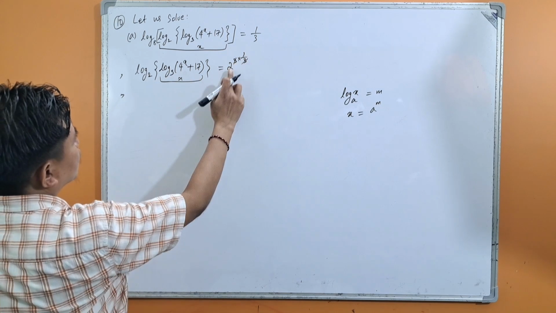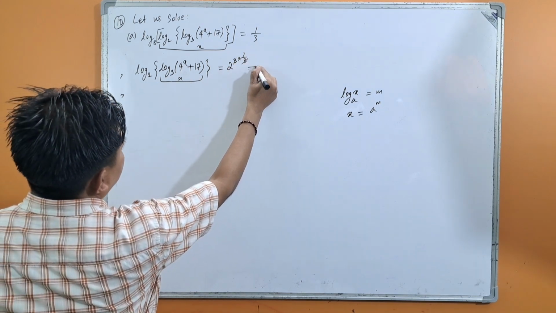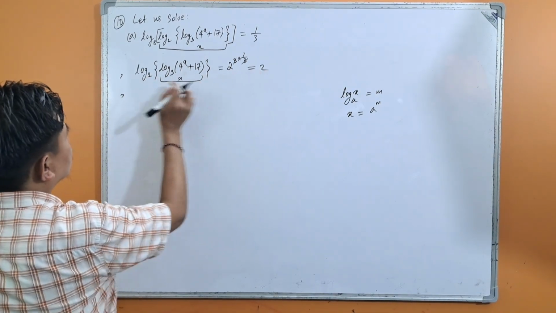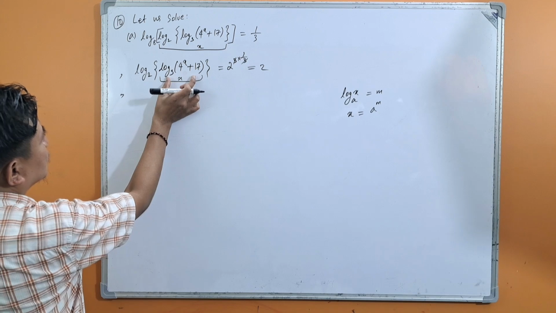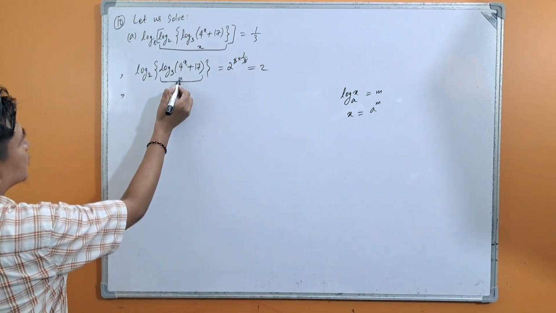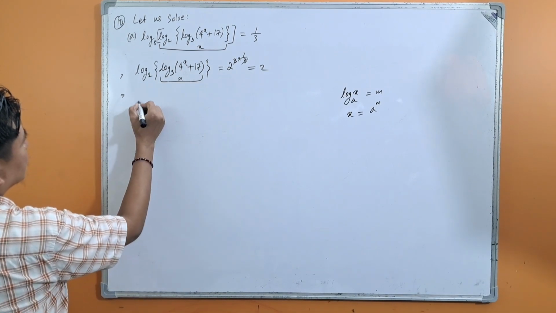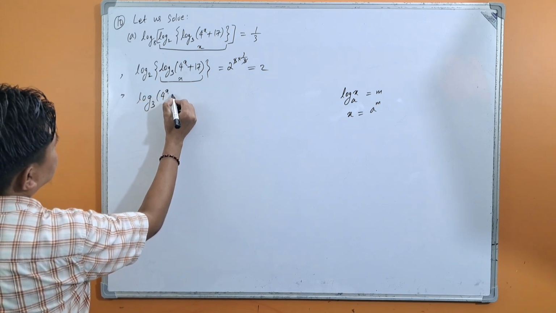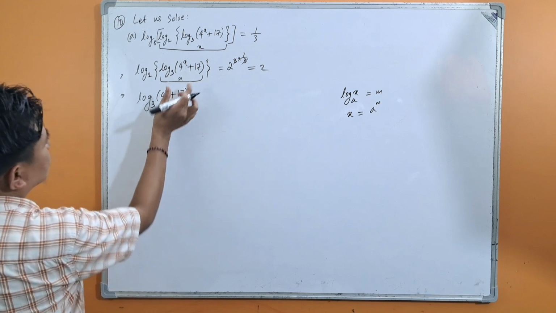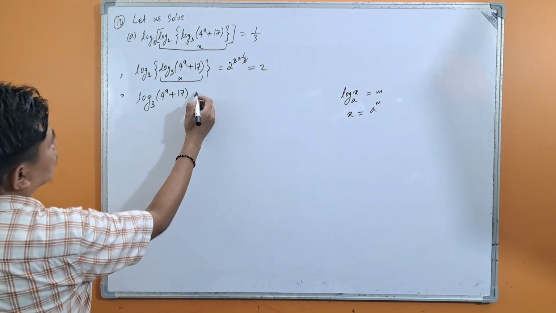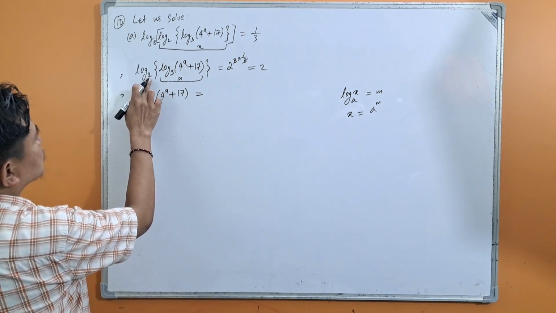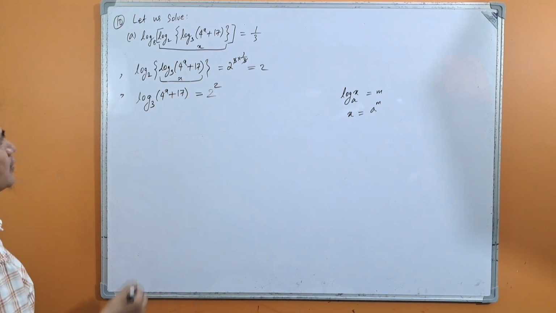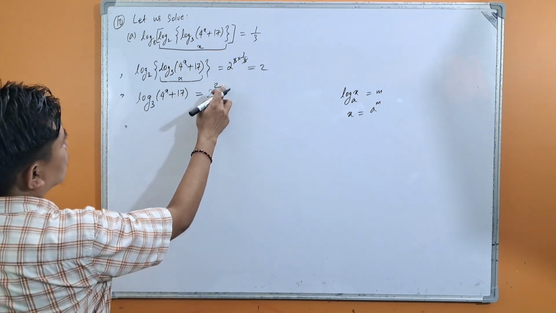Log x to the base 2 is 2 to the power 1, which means 2. So log x to the base 2 is equal to 2. This means this x we write here. What is x? Log base 3, 4 to the power x plus 17. This is x. X equals base 2 raised to power this 2, and 2 squared is 4.